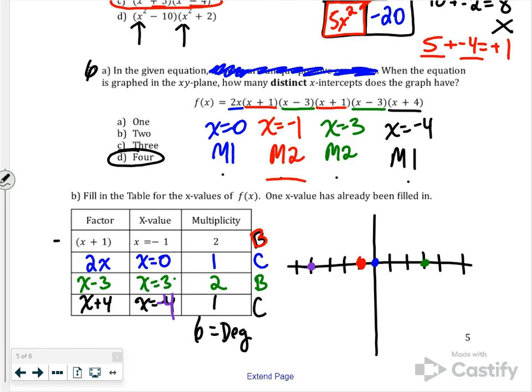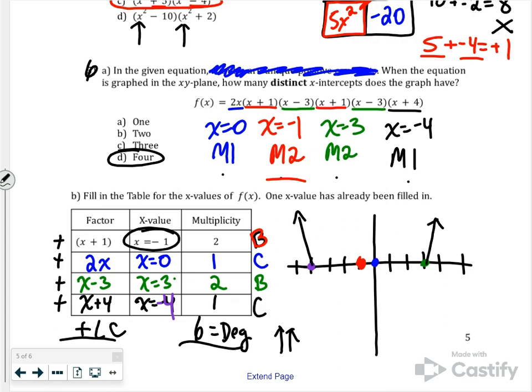And you see that all these factors have a positive leading term. So that means it's a positive LC. So even degree, positive LC, arrows are going to go up, up. So we're going to make sure that we have an up arrow here and an up arrow here. And as I draw my function now, I need to make sure that I bounce at -1. And I'm also going to need to bounce at +3. So we're going to cross. We're going to bounce. We're going to cross and bounce. And that is the Unit 2 review.